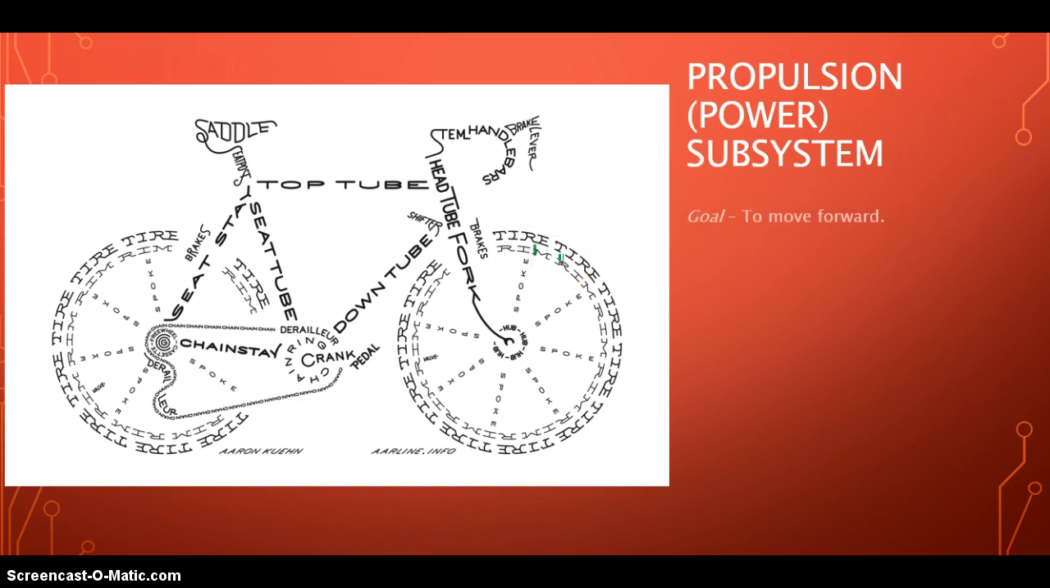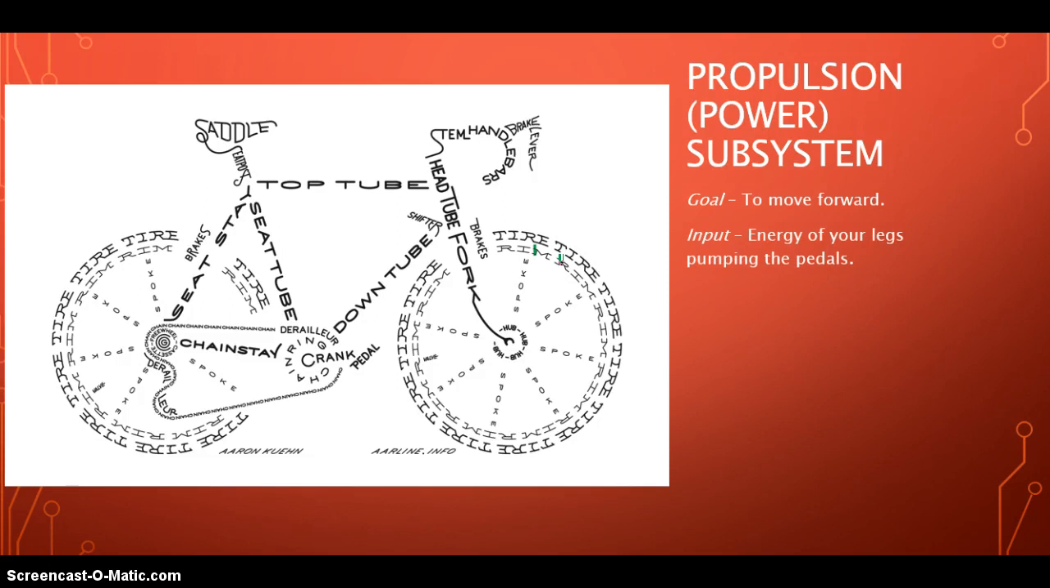Let's start with the goal. So the goal of our propulsion subsystem is to move forward, just like the Propel fruit drink that I mentioned before, the sports drink. We drink those because we think it'll give us energy, so we are moving forward. So propulsion means to move forward.